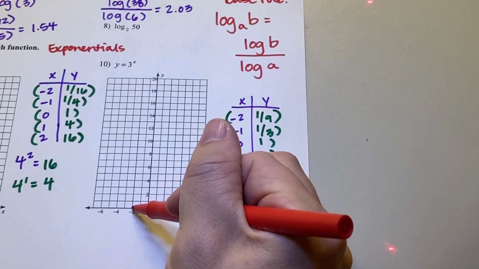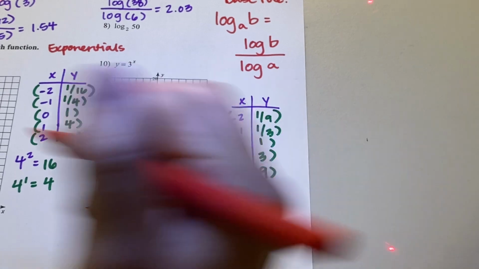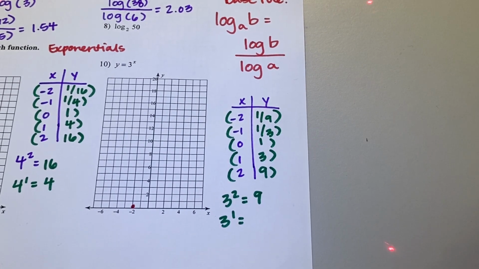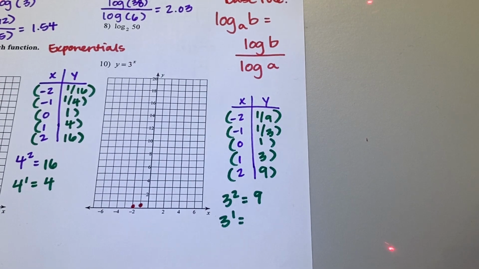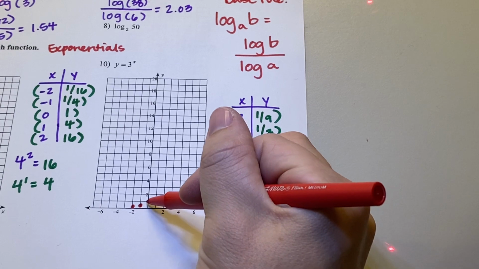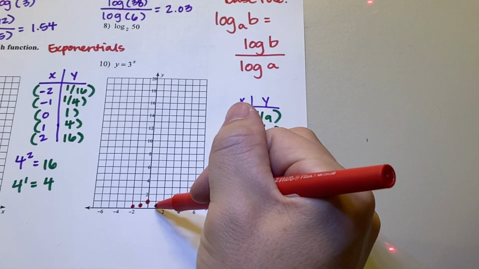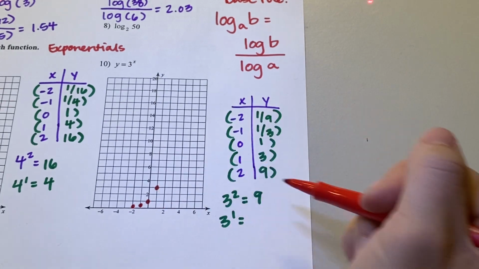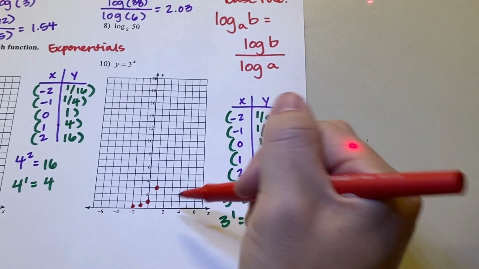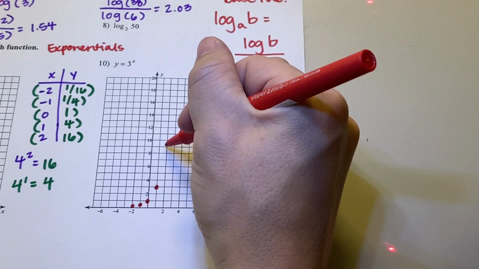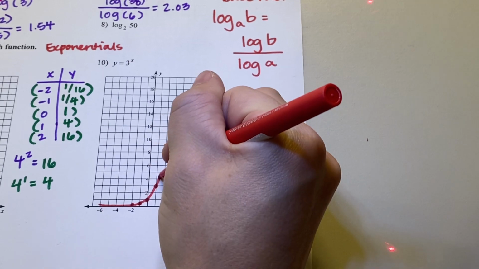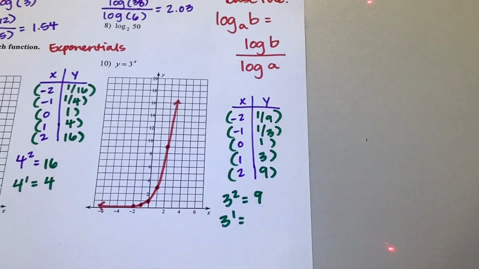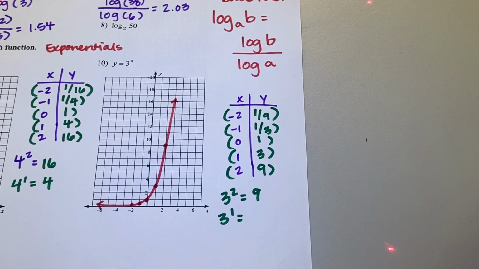Okay, let's go ahead and put these on our graph. So find -2 up 1/9. Again, just barely up. -1 up 1/3, a little higher, but not much. 0 up to 1. 1 up to 3. And 2 up to 9. So it doesn't get as high as fast as 4 to the x power, but still it shoots right up.